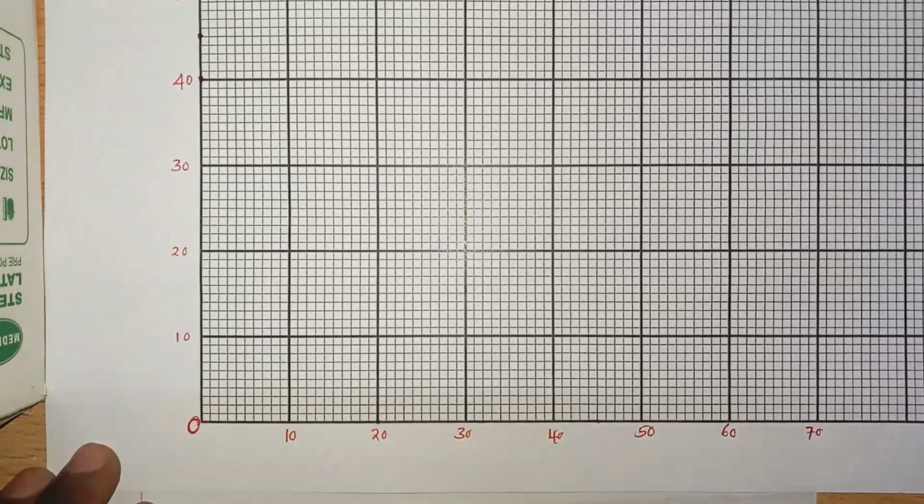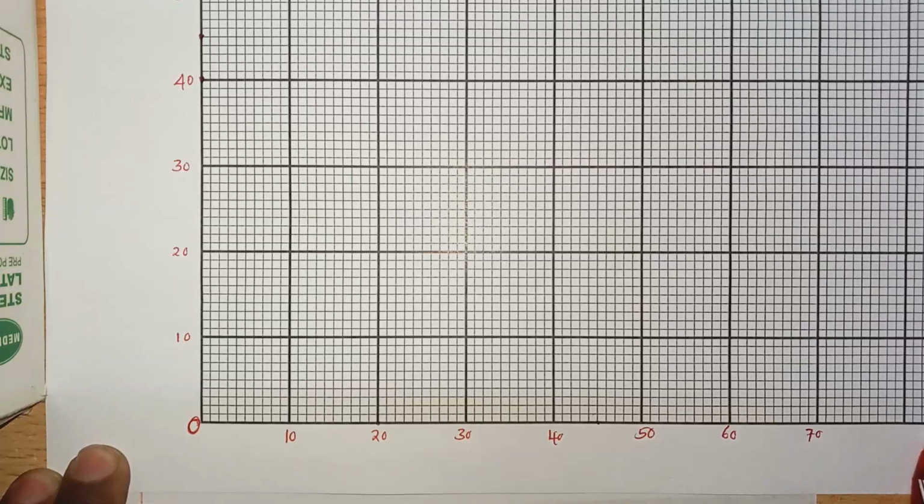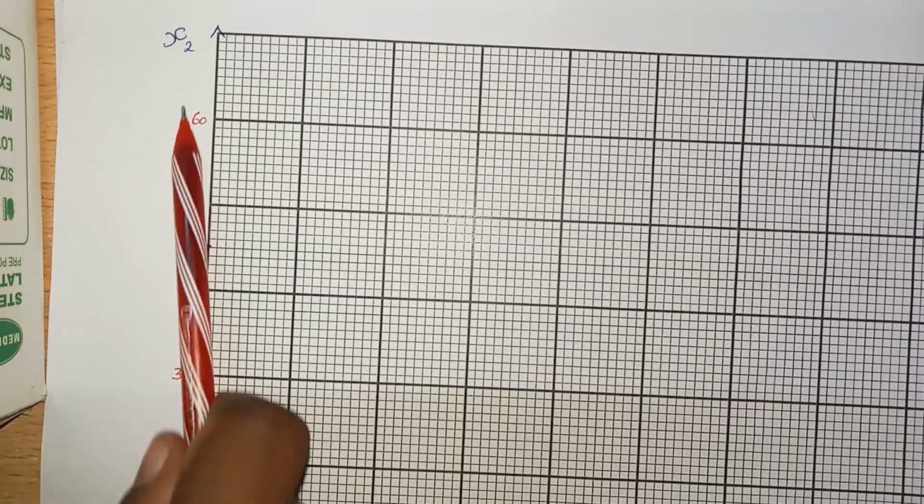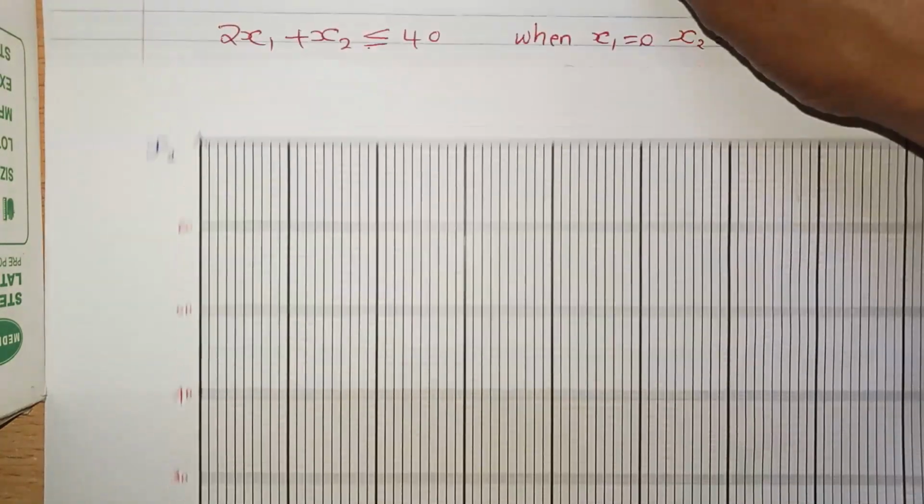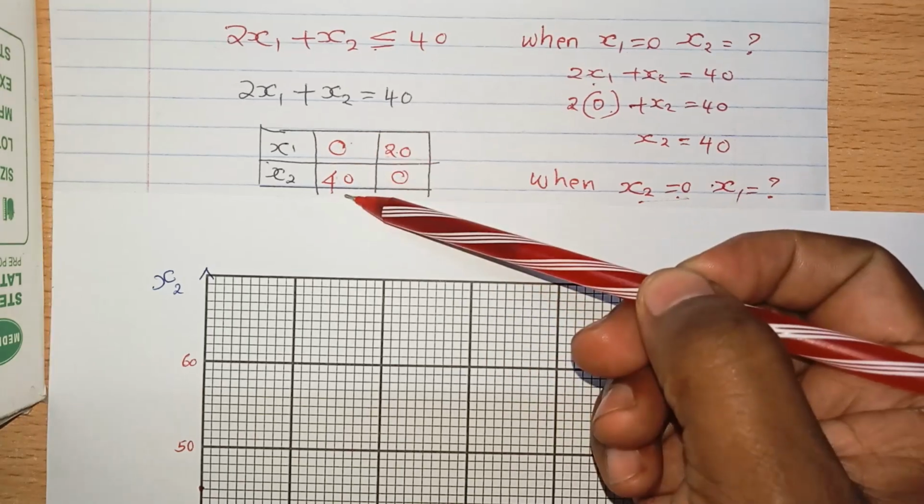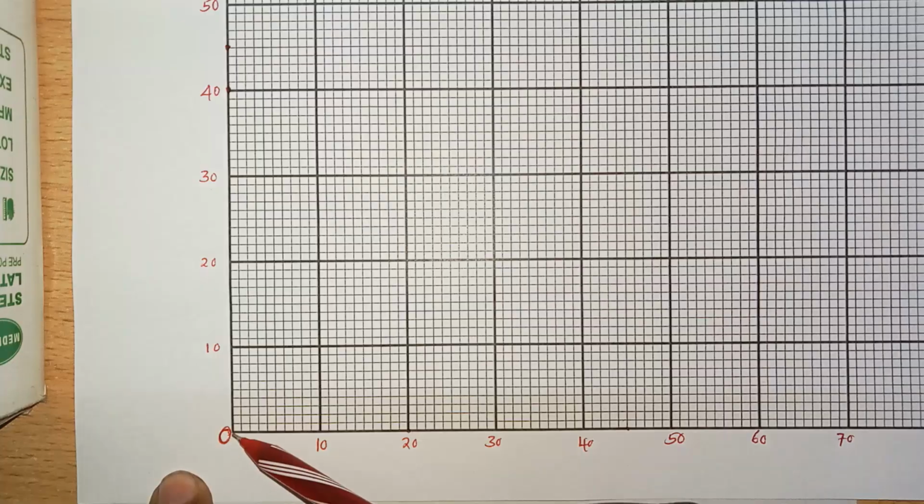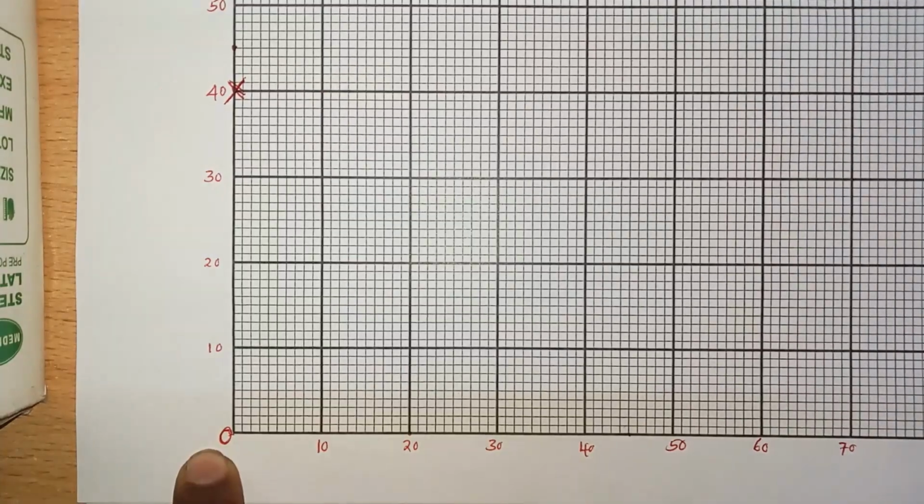So I have a graph here, and on this horizontal axis it stands for x1, but on this vertical axis it stands for x2. So I've said when x1 is equal to 0, our x2 is equal to 40. So meaning if x1 is equal to 0, x2 is equal to 40. So this is the point.